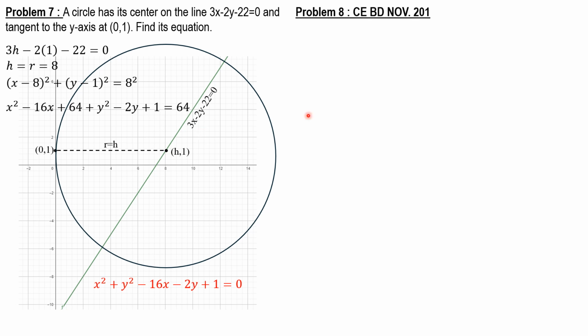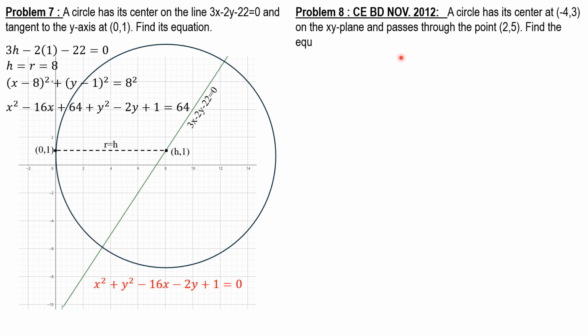Problem 8. This problem came out in the CE licensure exam in November 2012. A circle has its center at (negative 4, 3) on the xy plane and passes through the point (2, 5). Find the equation of the circle.